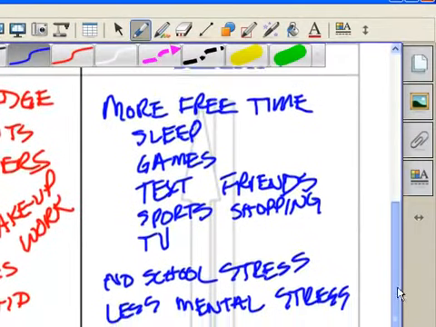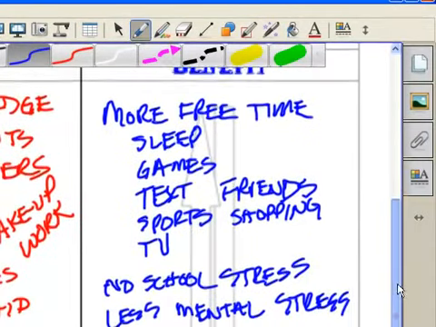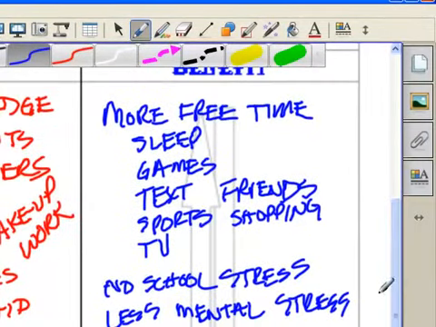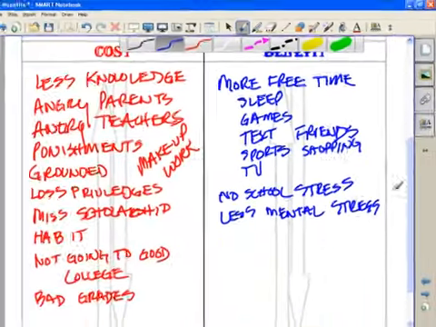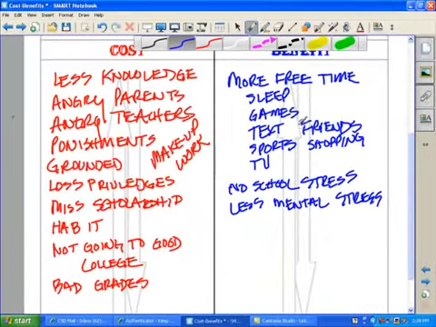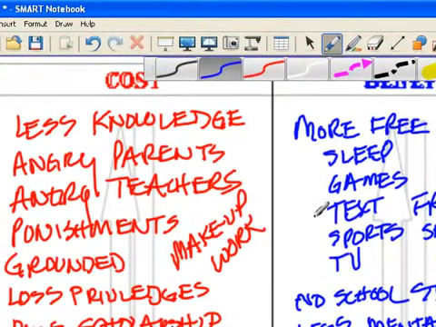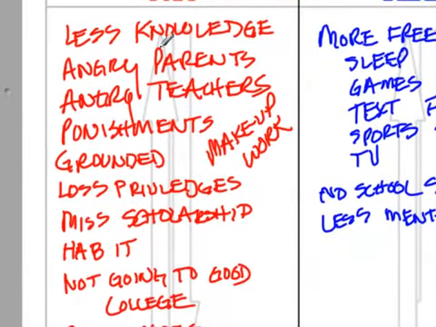If you were to use your cost-benefit analysis properly, you would say, okay, I have this list. Legitimately and realistically, which side is heavier, the cost or the benefit? Cost. So logic says, do your homework. You're going to end up with a few little benefits over here, but in the long run, your costs way outweigh the benefit of not doing your homework.